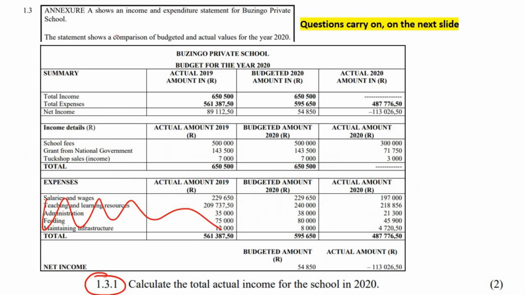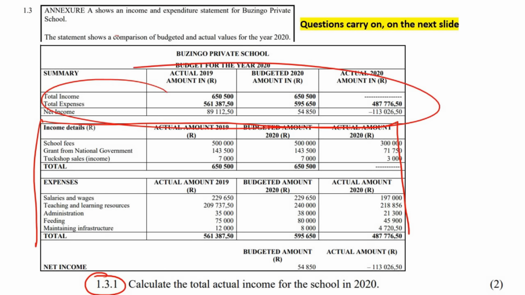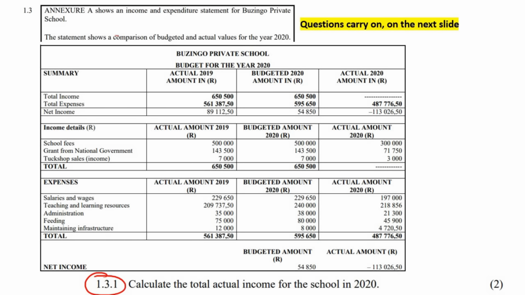If you then wanted to go see exactly what they spent their money on, you could go look at salaries, admin, feeding, tuck shop, school fees. Then you could go look at all of the stuff that is underneath. Okay, so this is just a summary of how the school did. So it says calculate the total actual income for the school in 2020. So we're just going to look at these values. Okay, so unfortunately in 2020 the school actually made a loss, quite a big loss. It's probably COVID, because it is 2020, you know. So the school made a huge loss. So what we can do is we can set up some type of mathematical equation.